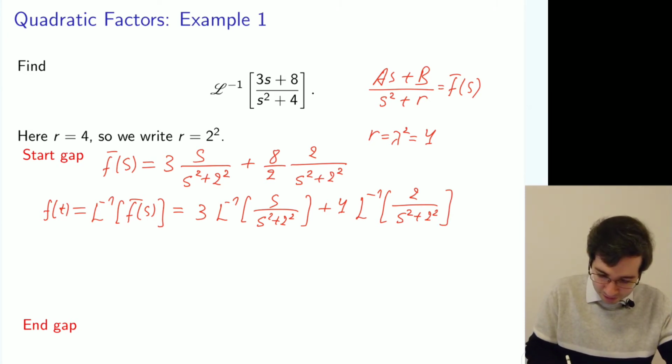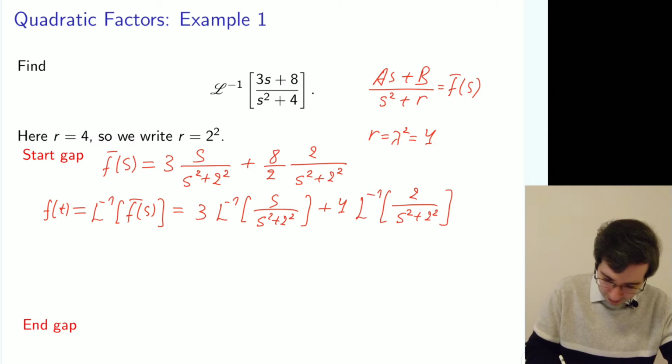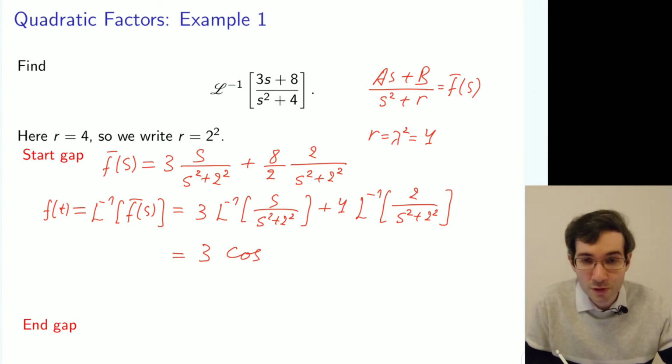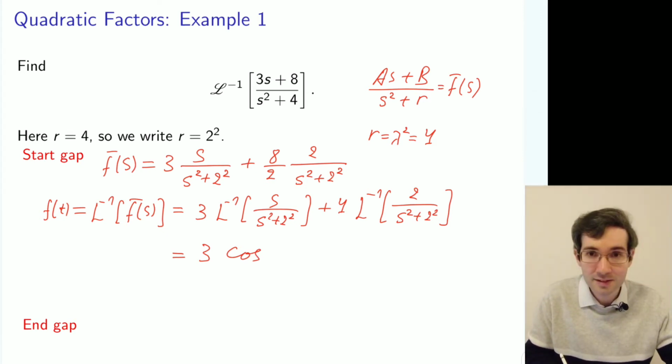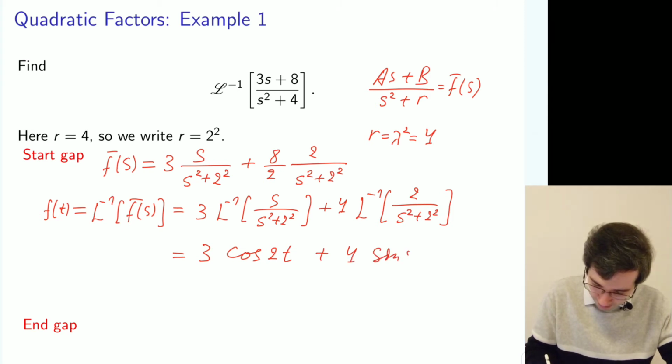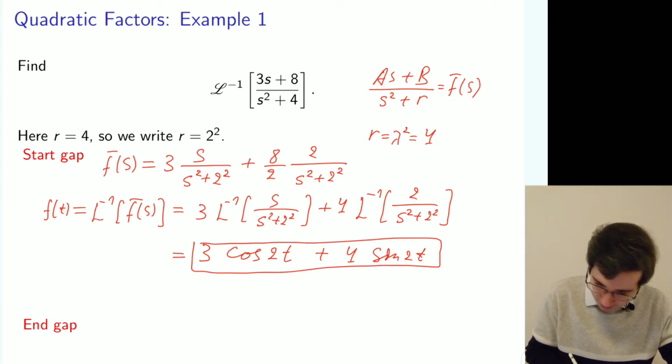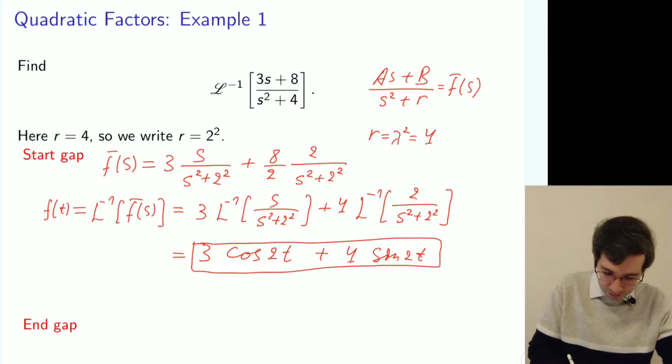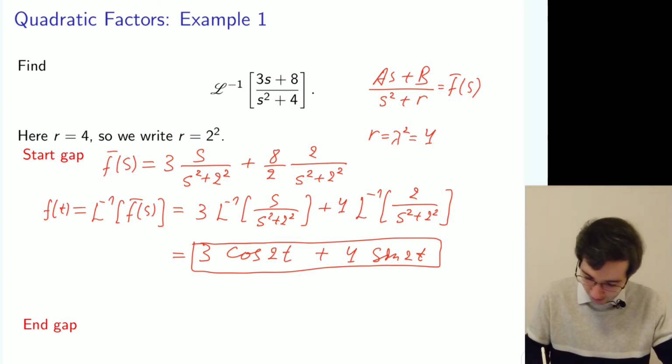If you look now at these two inverse Laplace transforms, you can find them in the tables. So we can then just go on and write 3 times cosine. Do you know what is the argument factor? Right? It's 2, plus 4 sine of the same argument. And that is the answer to that question. So we found the inverse Laplace transform.